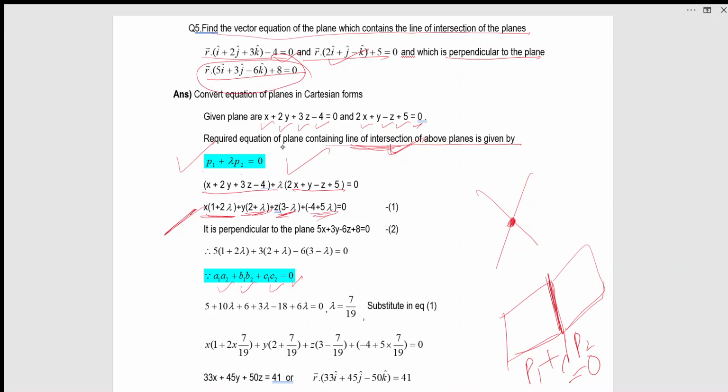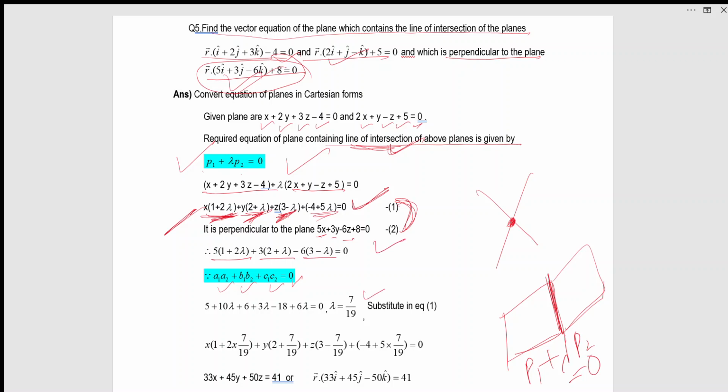Now this plane is perpendicular to this one. ठीक है? अब इसमें a क्या है? x का coefficient means 1 plus 2 lambda. b क्या हो जाएगा? 2 plus lambda. c will be 3 minus lambda. Now this is perpendicular to this one. Means 1 and 2 they both are perpendicular. इसके DRs क्या हैं? 5, 3, minus 6. So A1 A2 plus B1 B2 plus C1 C2 equals to 0.